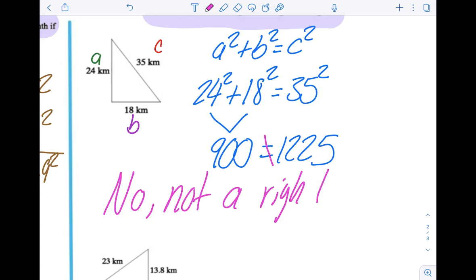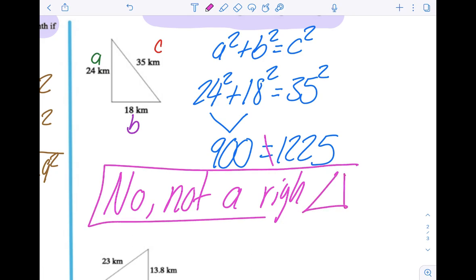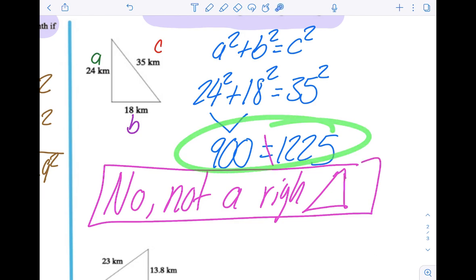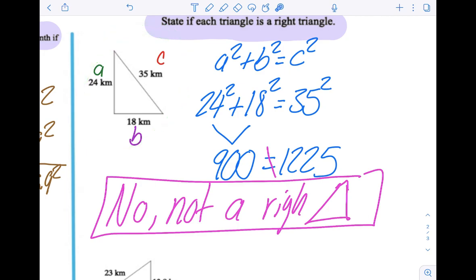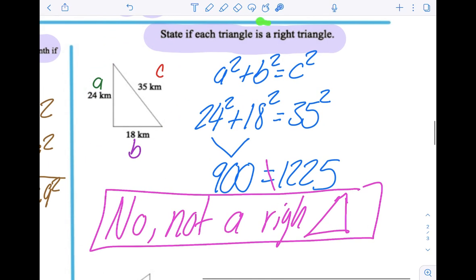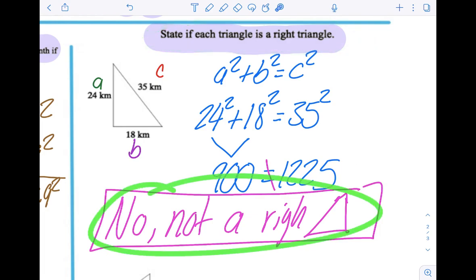Actually, you know what? Let's take a shortcut. I want to be lazy like all mathematicians are. Not a right triangle, because this is not equal. 900 is not equal to 1225. So these numbers do not represent a right triangle. And this question states to decide if each triangle is a right triangle. The answer is no.